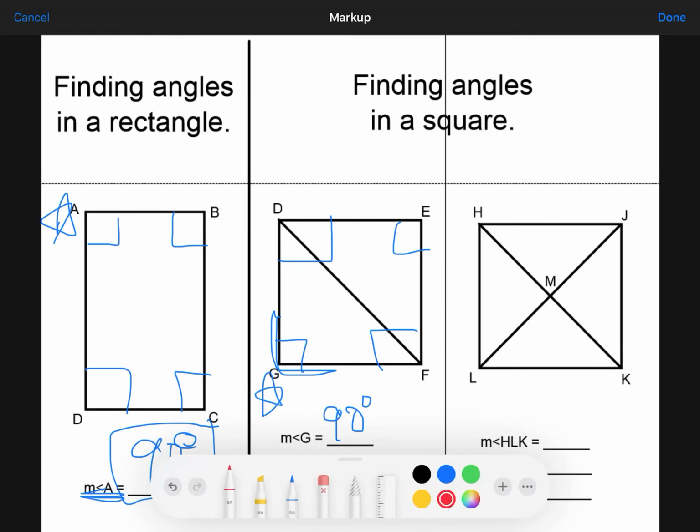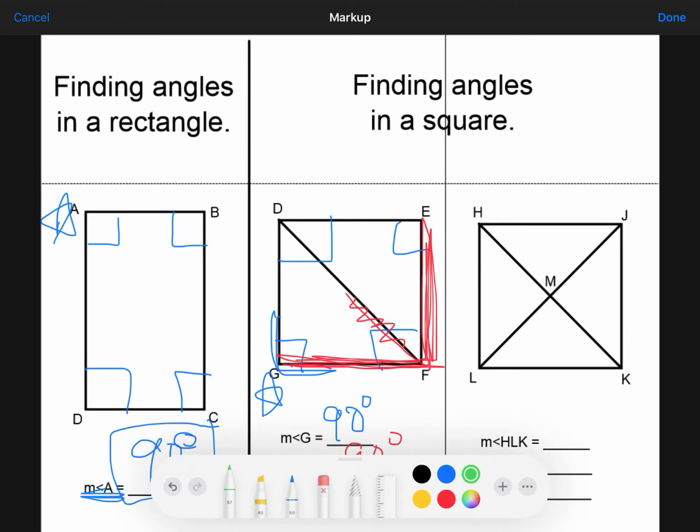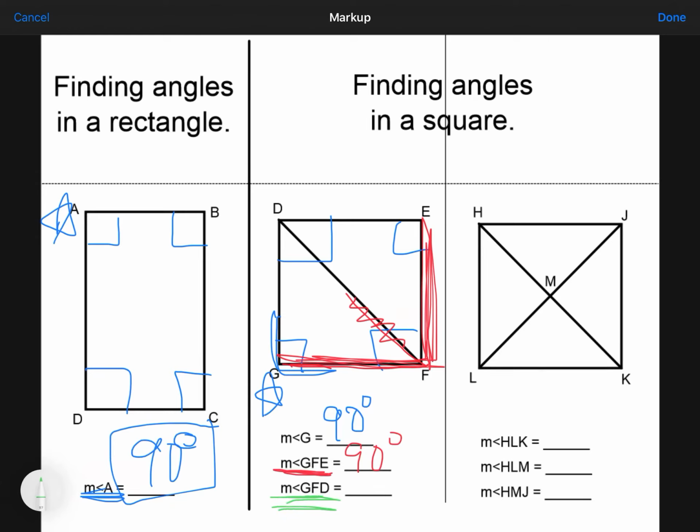Now the question would be, however, how big is angle GFE? Oops, sorry. I'm going to have to draw that a little differently now. Sorry about that. Angle GFE, this whole angle, not that part there. GFE in that corner is also 90. However, how big is angle GFD, this angle right here? Well, it's part of a 90, but it's less than 90.